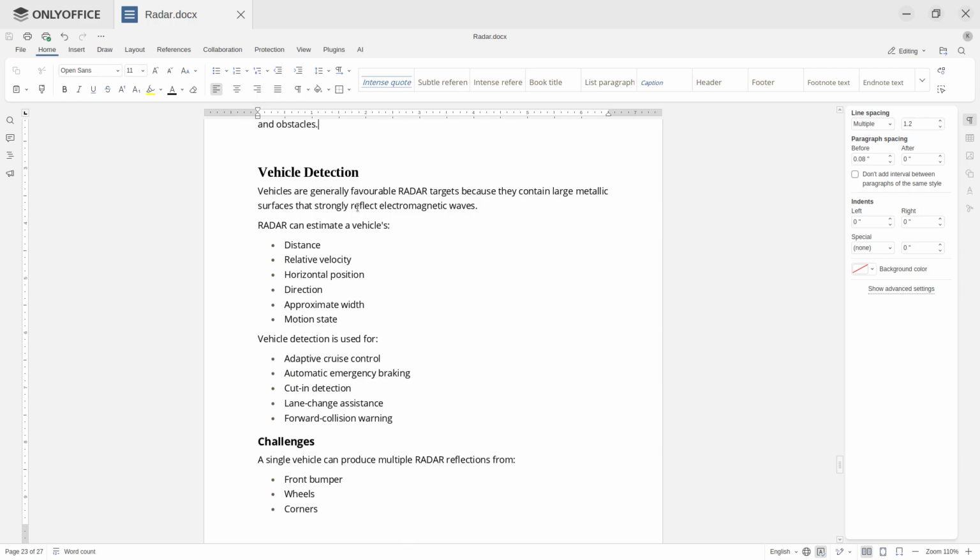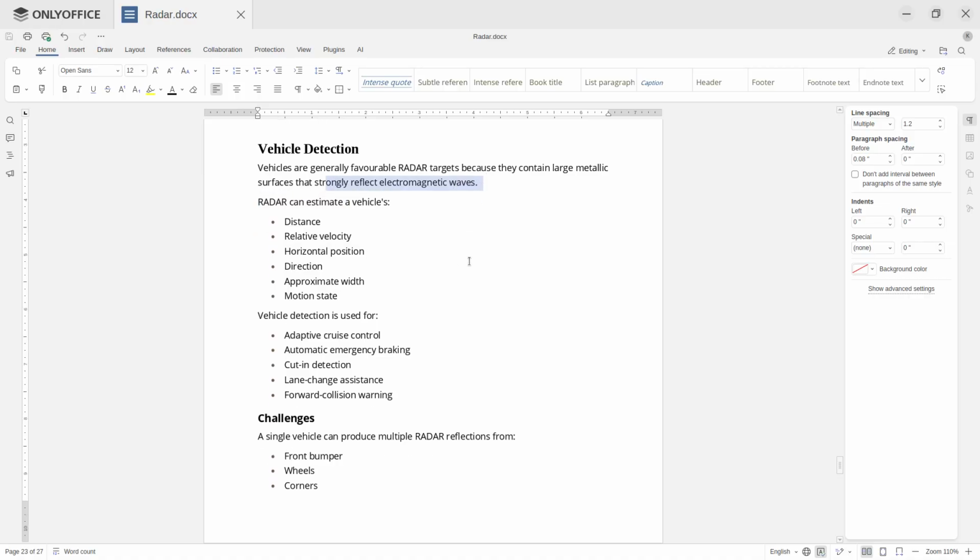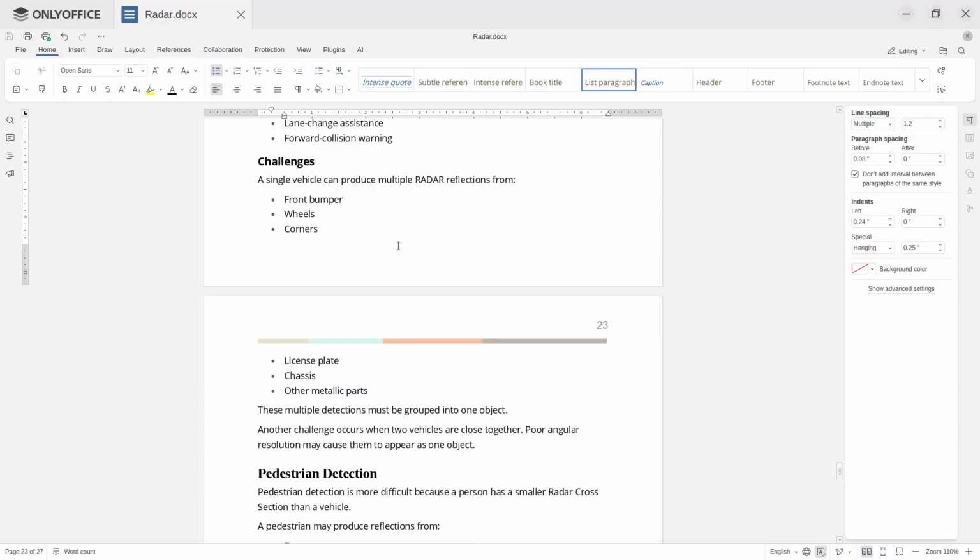Vehicle detection. Vehicles are generally favorable radar targets because they contain large metallic surfaces that strongly reflect electromagnetic waves, this we have seen earlier as well. Radar can estimate a vehicle's distance, relative velocity, horizontal position, direction, approximate width, motion state. Vehicle detection is used for adaptive cruise control, automatic emergency braking, cut-in detection, lane change assistance, forward collision warning. The challenges also we have seen earlier.